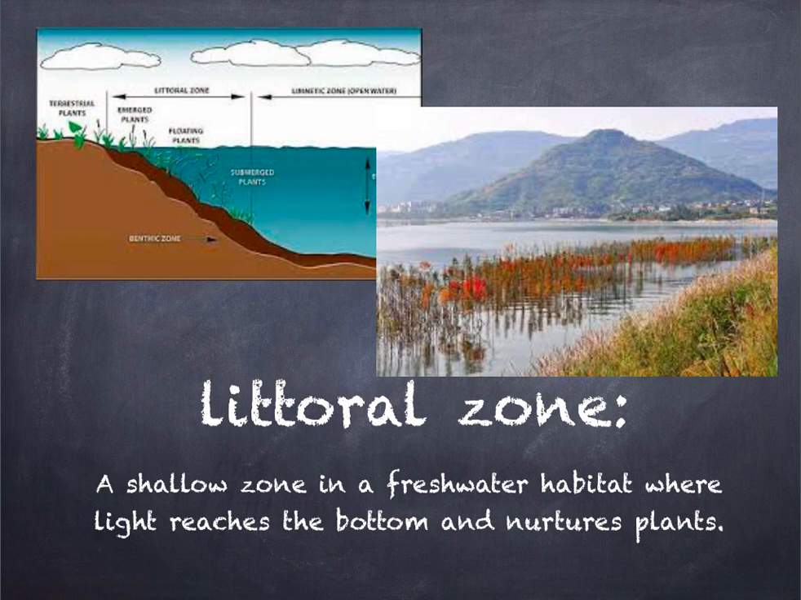The littoral zone is a shallow zone in a freshwater habitat where light reaches the bottom and nurtures plants. So there's going to be a good amount of biodiversity in this zone. Light still reaches here, so we're going to have a lot of plants that are rooting below the water but come up through the water's surface.